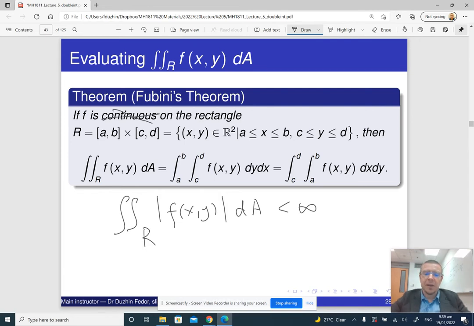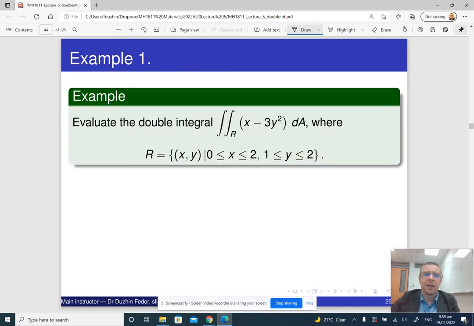And in that case, the double integral over the rectangle equals either of the two iterated integrals. So both iterated integrals are going to be equal to each other, and their values are equal to the double integral. All right, so enough of theory. So let us go through examples.